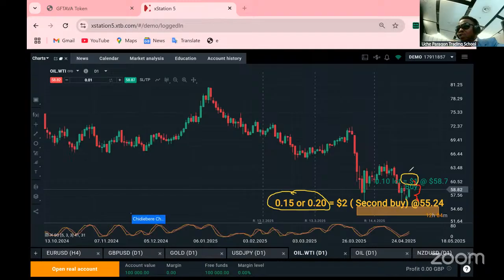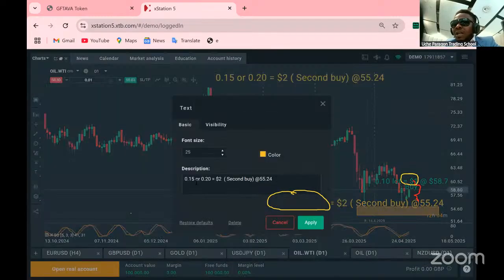Do you understand? So as this market has started going up, it has gone up from here to 58. It has gone up 300 pips already. So you calculate, you now calculate $2 times 300. Then it will give you obviously $600 profit.